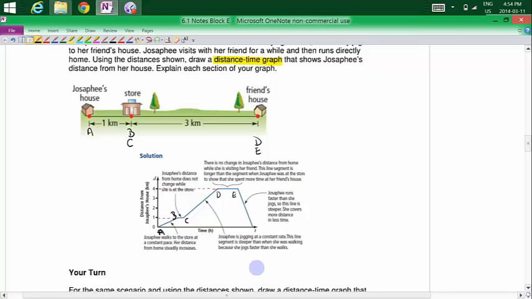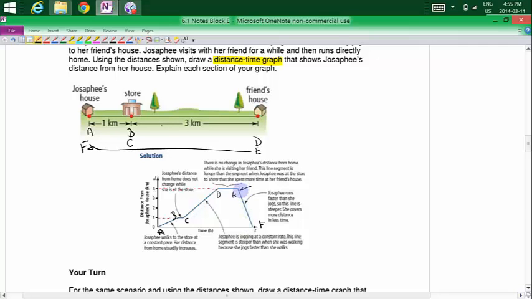And then we know from there that she jogged all the way home. And so we're going to say that's from E to F. And this slope should be steeper than from A to B, which was walking, and from C to D, which was jogging. And because she's running now, we should have a steeper slope.